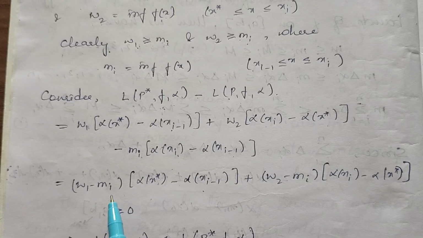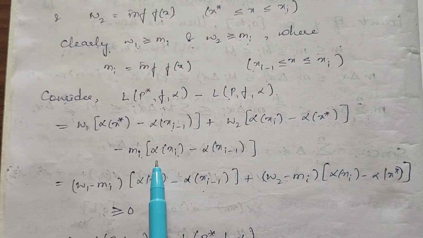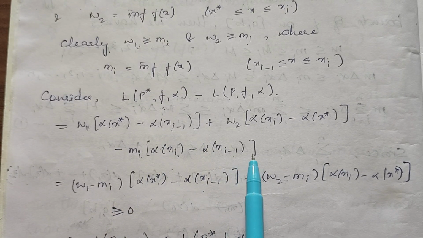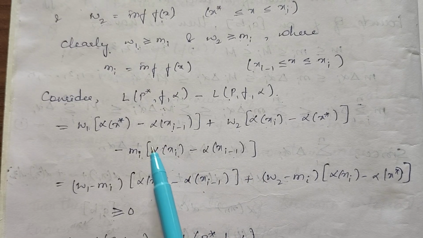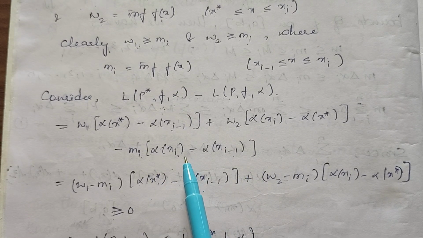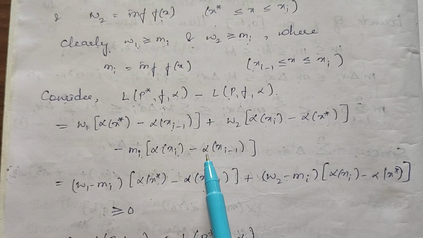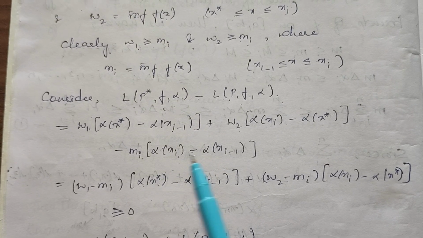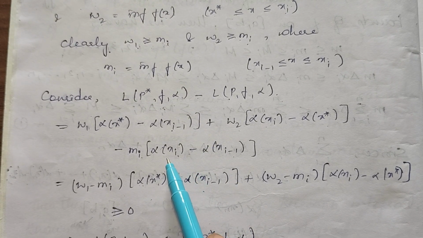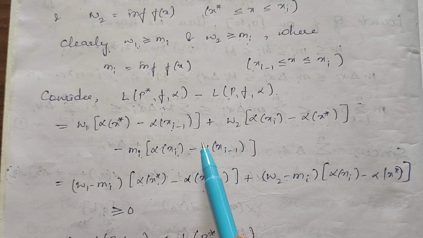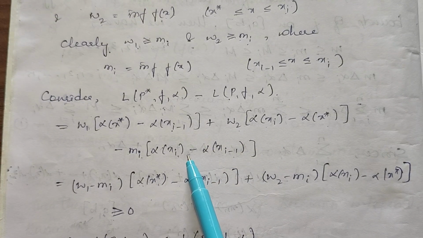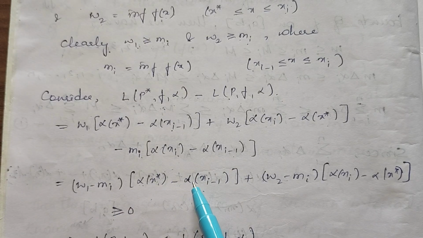Okay, so here what I have done is I have added and subtracted the term alpha x star in this bracket. Okay, I have added alpha x star and I have subtracted alpha x star, and after doing that I will combine this plus alpha x star with this term. So it will be like this, alpha of x star minus alpha of xi minus 1, and I will combine that minus alpha x star with this term.